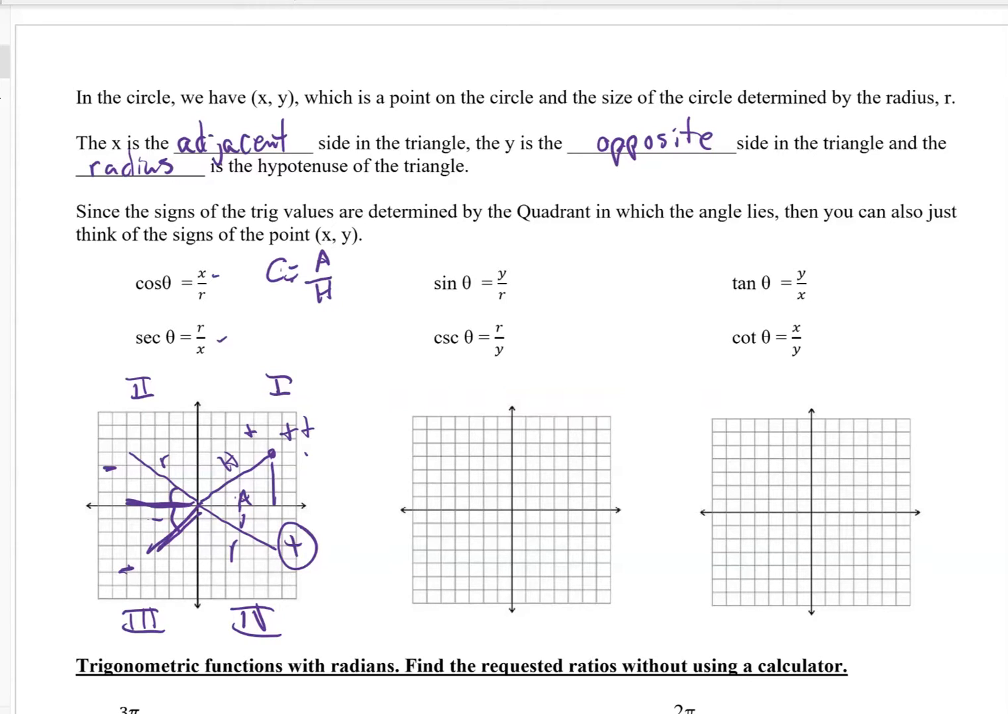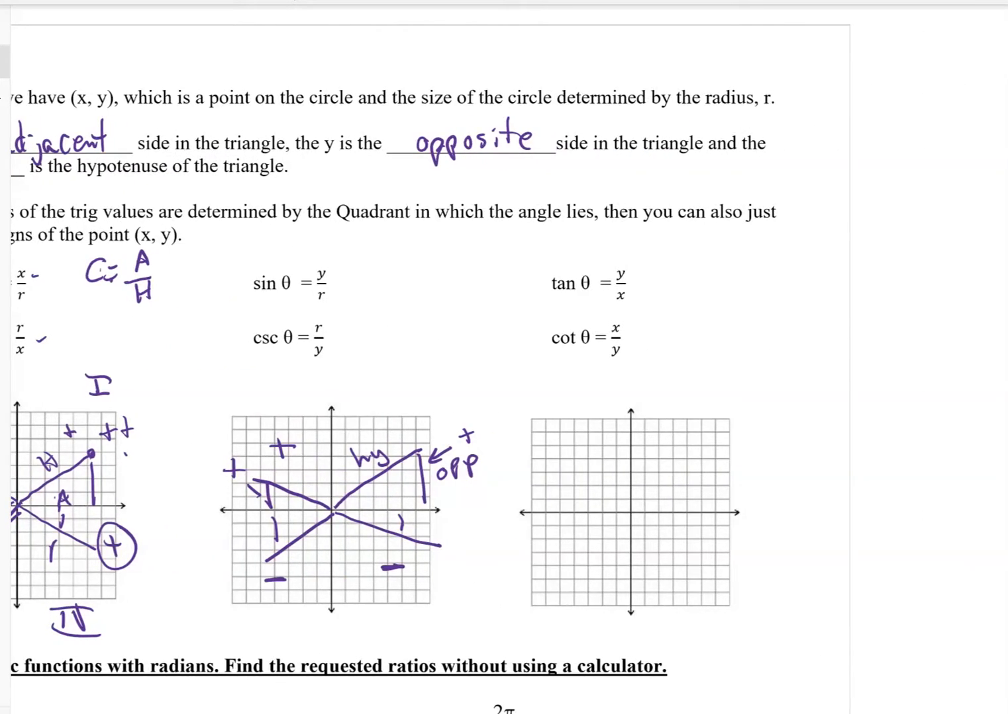For sine, we have opposite over hypotenuse. So in quadrant 1, sine is positive because the opposite side, y, is positive. In quadrant 2, y, again, is positive. In quadrant 3, y is negative. And in quadrant 4, y is negative.